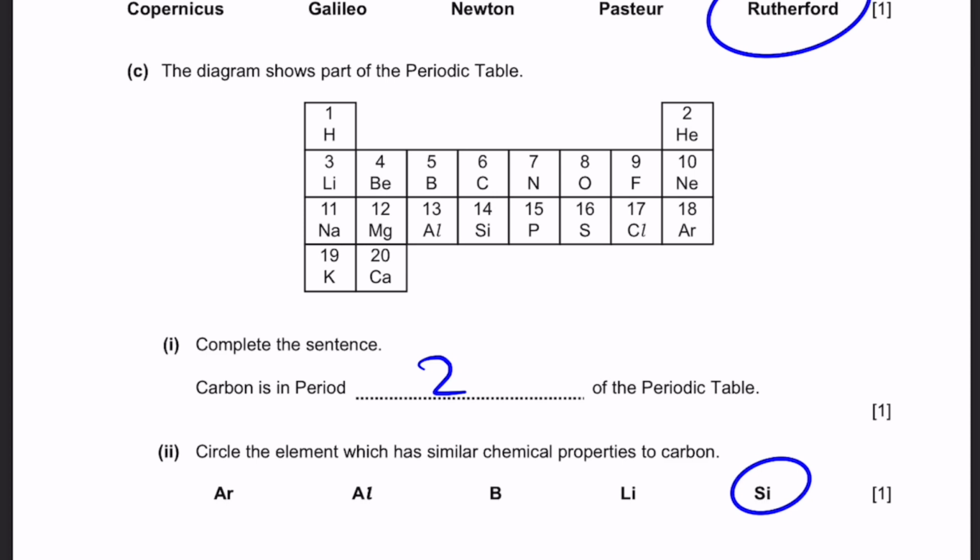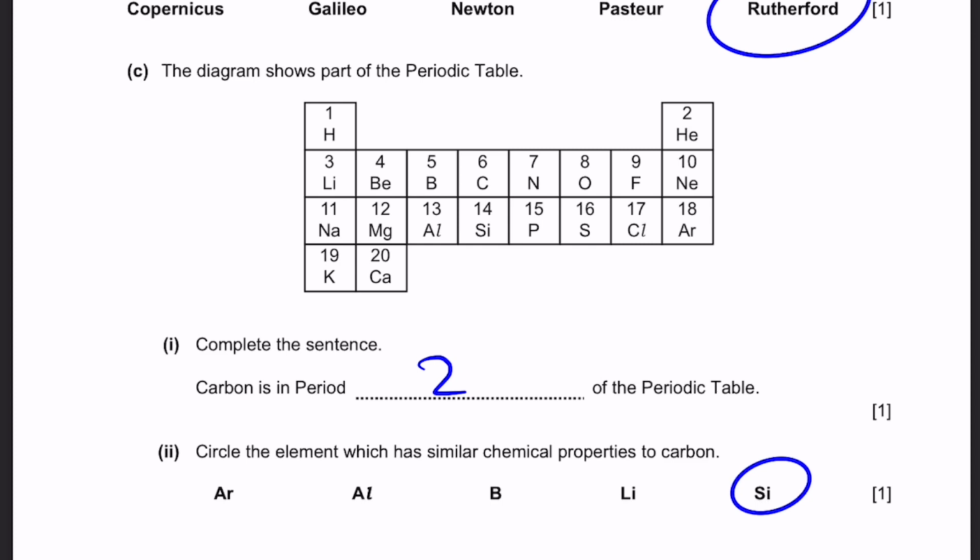C. The diagram shows part of the periodic table. 1. Complete the sentence. Carbon is in period dash of the periodic table. Carbon is the sixth element, which has the symbol C. The periods are the rows. So period 1 is here, 2 is there, 3 is there, 4 is there. So this row, period 2, contains carbon. So carbon is in period 2.